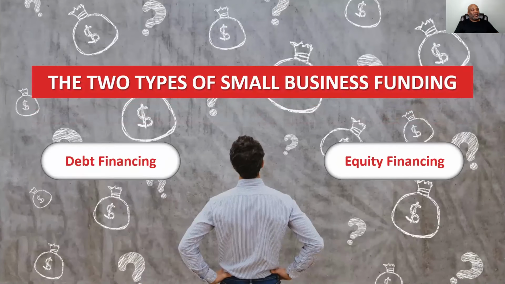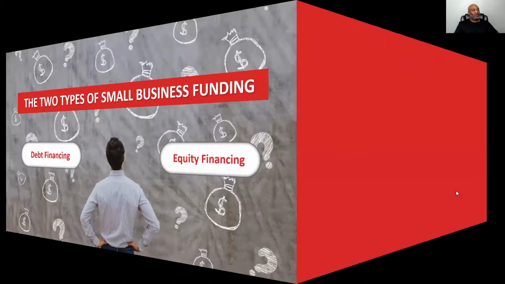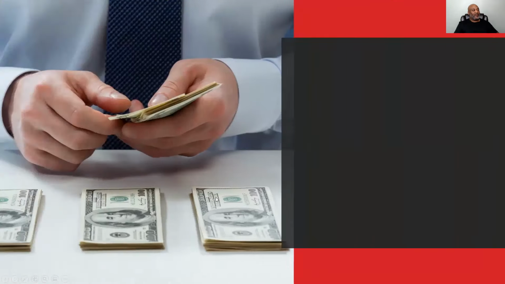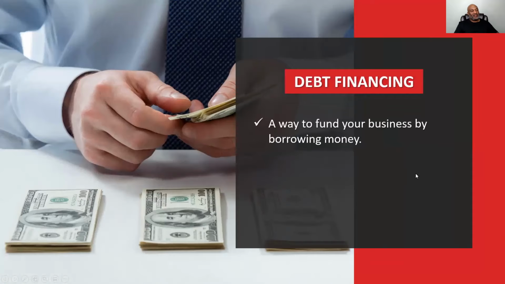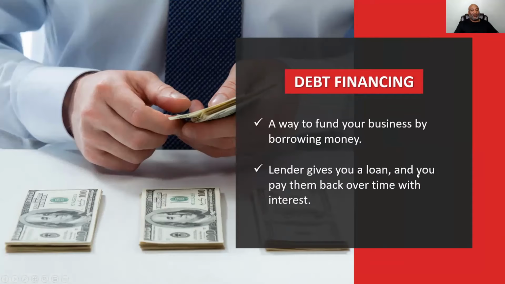Basically, there are two types of small business funding. We've got debt financing and equity financing. Okay, you're like, what in the hell is the difference between those two? Pretty much in a nutshell, debt financing is a way to fund your business by borrowing money. You're just borrowing money. A lender gives you a loan and you pay them back over a certain period of time with interest. That's what you call basic debt financing.